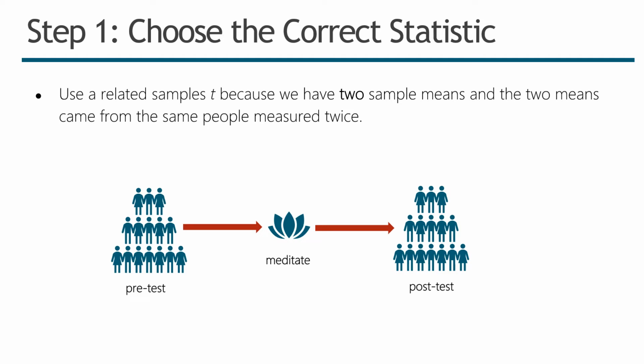In this case, we've measured the same people twice. We're giving them a pretest, and then we're asking them to meditate using this app for a month, and then we use a post-test. We're going to compute means for these 2 groups because the perceived stress scale is measured on an interval ratio scale.